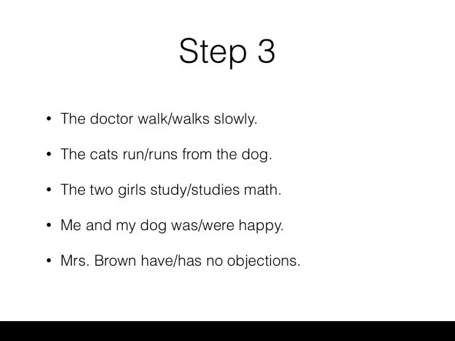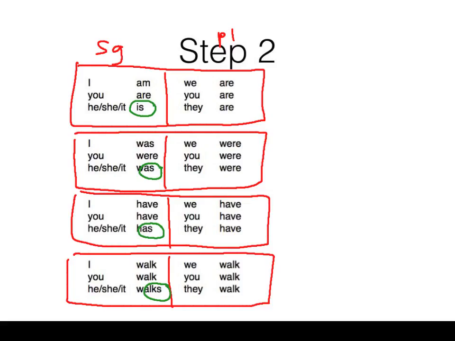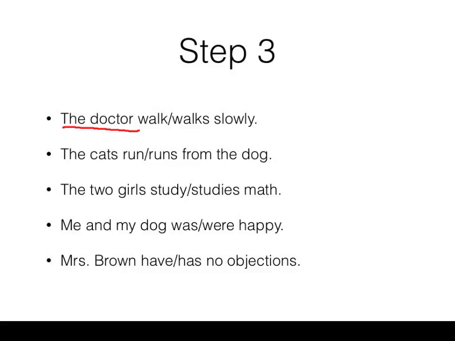Okay, so let's see how we do this. This is step 3 then. The doctor walks slowly. Well, the first thing we need to know is what is the subject. The subject here is the doctor. Let's go back a step. The doctor then is either he or she. He or she walks. The doctor walks slowly.